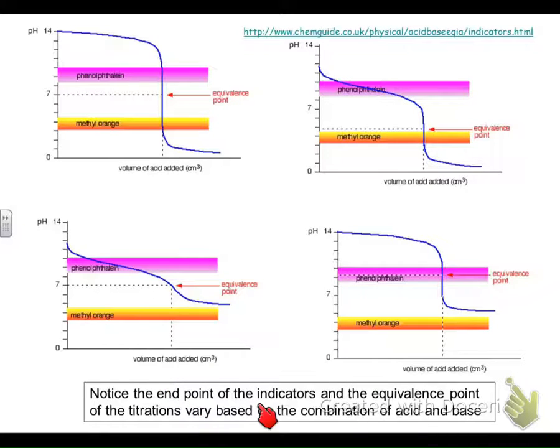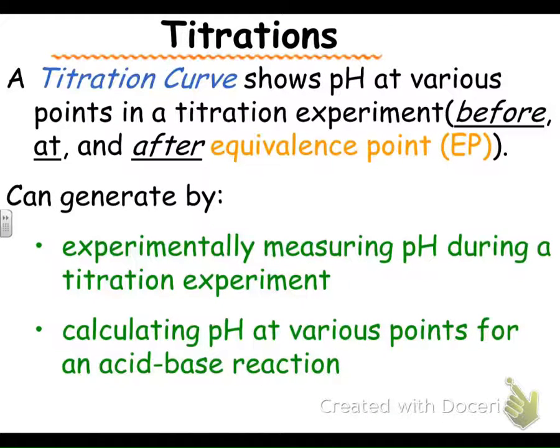And so the endpoint of the indicators and the equivalence point of the titrations vary based on the combination that you have. This slide will also help you, hopefully, with your pre-lab questions in terms of what indicator to use and when your endpoint is going to happen. So a titration curve shows pH at various points in a titration experiment, before, at, and after the equivalence point. We can generate this by putting a pH meter into the actual experiment, or we can calculate the pH at various points in the acid-base reaction.